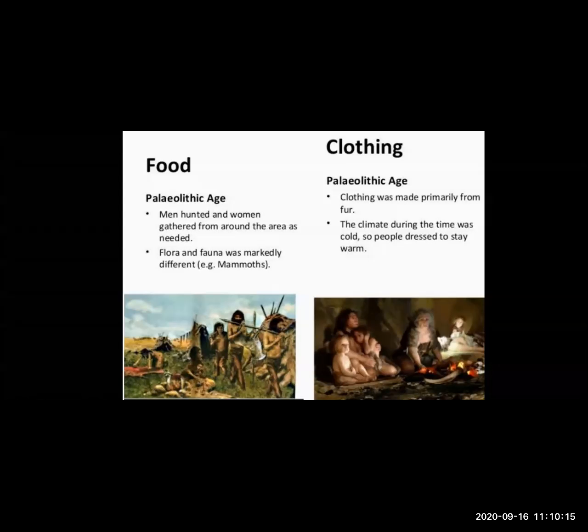The climate during that time was very cold, so people dressed to stay warm. Now, in winter when we feel very cold, we wear sweaters, jackets, and scarves. But during that time sweaters, jackets, and scarves were not available, and all this fashion was not there. So to keep themselves warm, these people made clothes out of the skin of dead animals, which protected them from the cold climate.